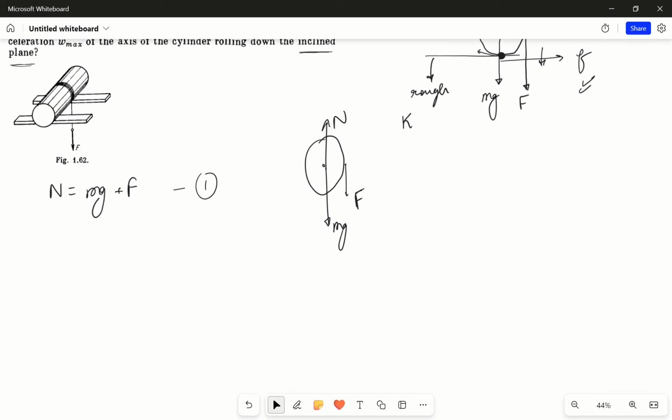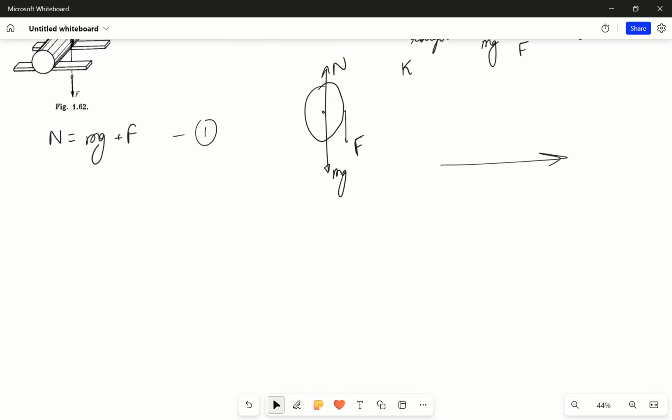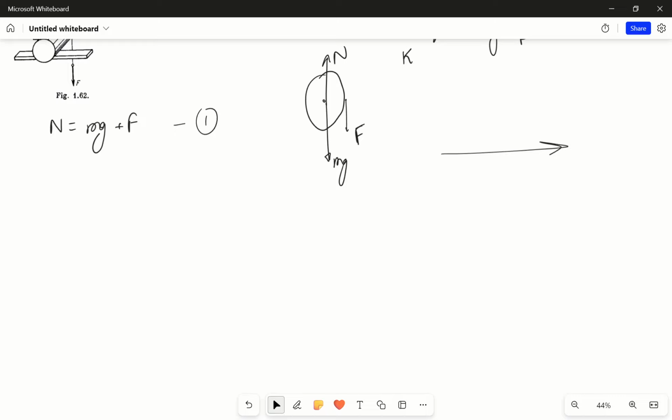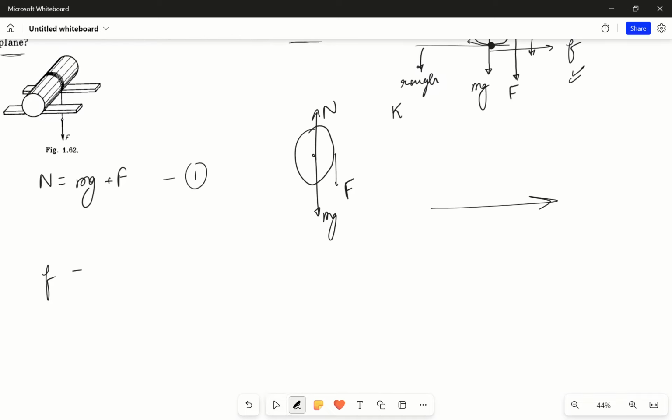Now let's write the equation in the horizontal direction. What are the forces acting in the horizontal direction? It is only the frictional force that is acting in the horizontal direction, and its value would be equal to m into a, where a is the linear acceleration of this cylinder. So this is our second equation, right?